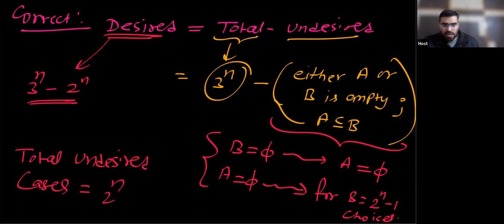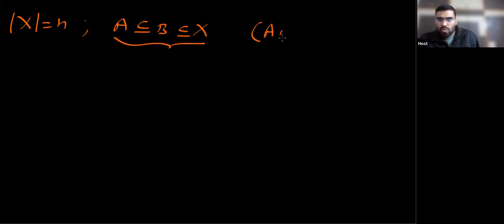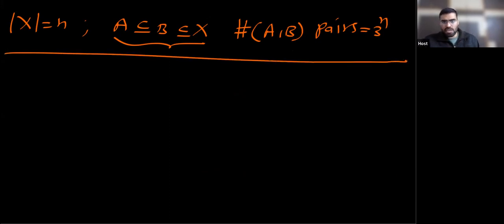In the original problem, you can notice, A can be empty, B can be empty. So this is the original problem. You understood the original problem answer, right? X has cardinality n. A is a subset of B, B is a subset of X. How many A comma B pairs can there be? The number of A comma B pairs will be 3 power n, because every element has 3 choices.